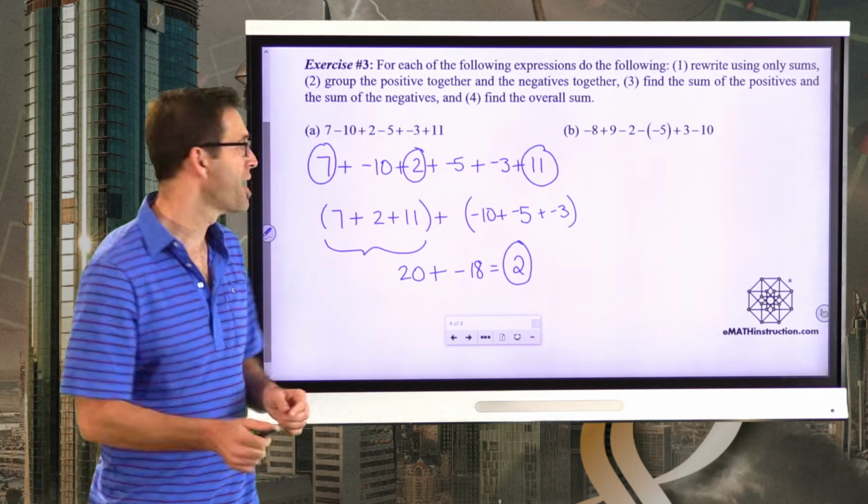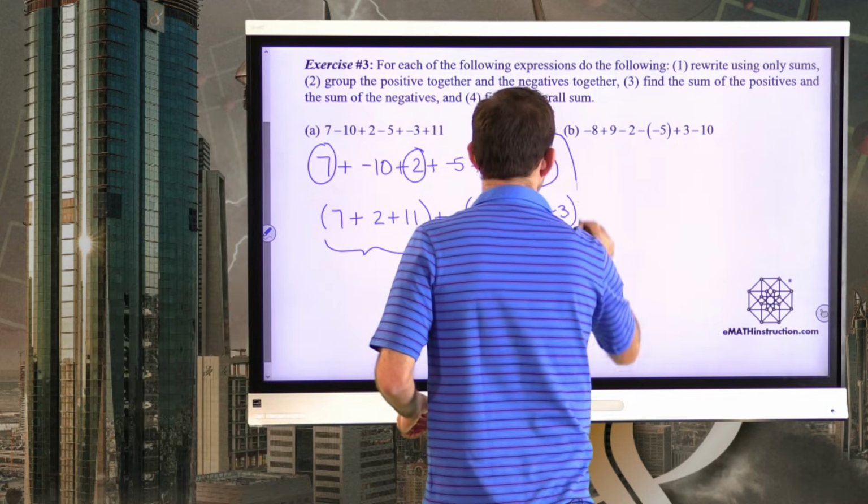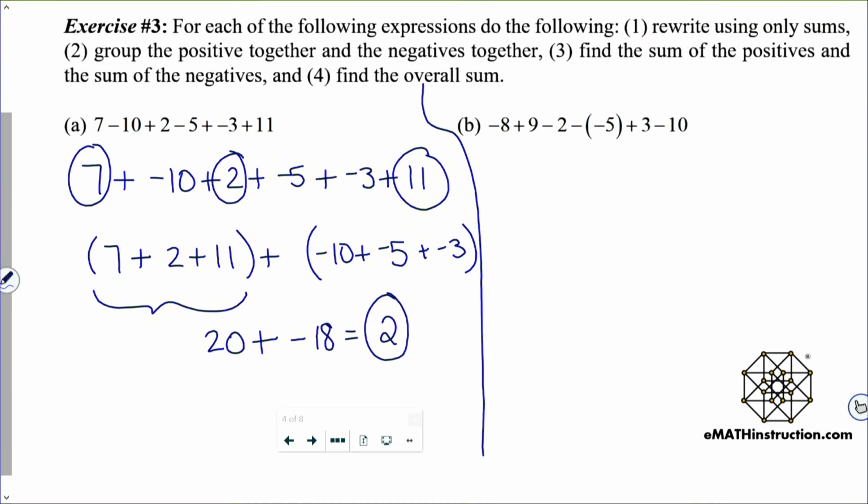All right, let's get back to it. Let me draw a little line down here to separate everything out. Let me first rewrite. Nothing I have to do with the negative 8. Nothing I have to do with the 9, but then I'm going to rewrite that subtraction by 2 as addition of negative 2. Then I'm going to rewrite that subtraction of negative 5 as an addition by positive 5. Then that's an addition of positive 3, and then I'm going to rewrite that as an addition of negative 10.